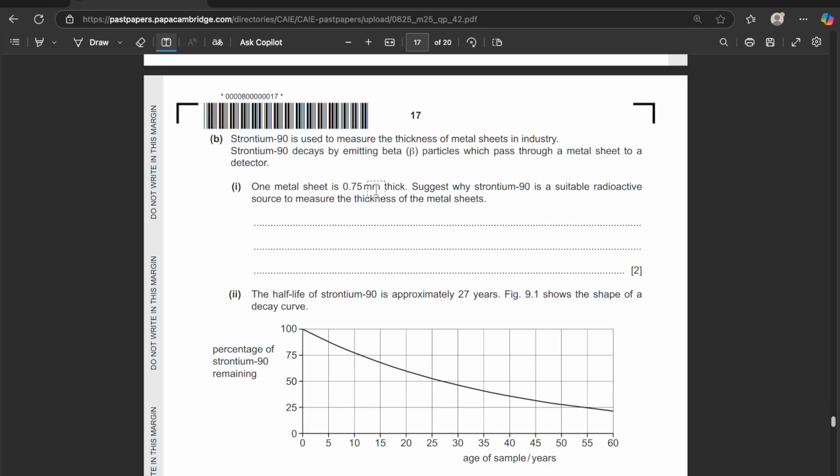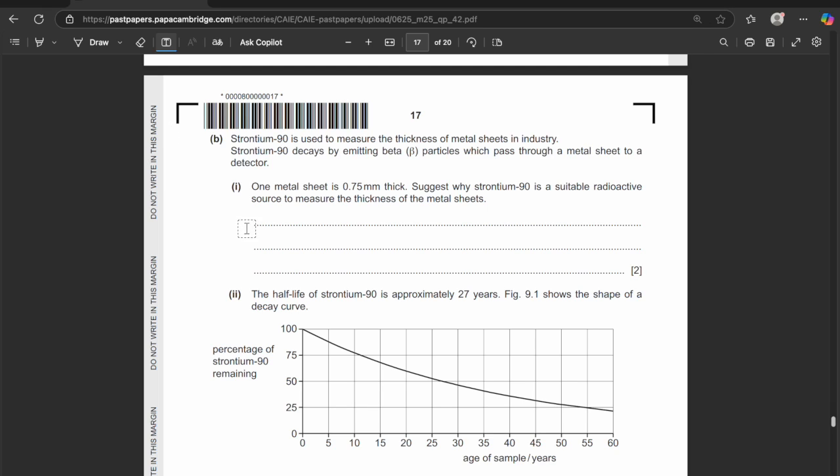If the material is at the right thickness, there will be a certain amount of beta particles passing through. So you know that if the beta particle amount is less than expected, then it is thicker than expected. Or if there are more beta particles than expected, then it will be thinner than the actual thickness. So you can get this idea from using the strontium-90.